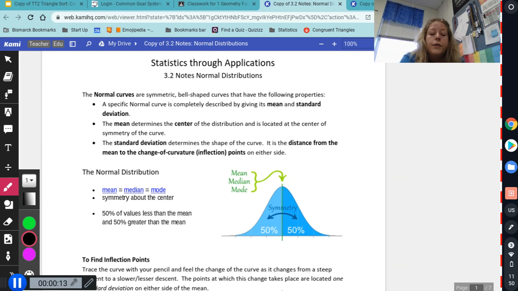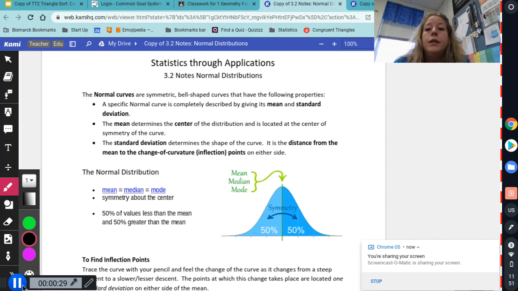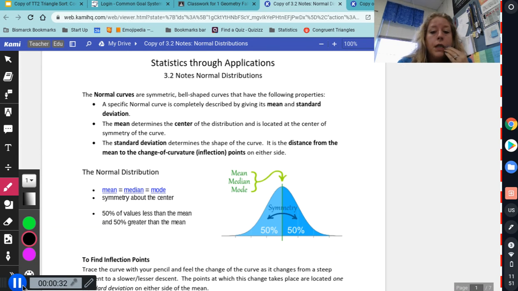Okay, so hopefully you have this document open. We've been hinting at normal curves up until now, and now we actually get to learn what they are. Normal curves are symmetric and bell-shaped. The mean and the standard deviation completely describe them. Meaning, if you know the mean and you know the standard deviation, you know everything about this normal curve.